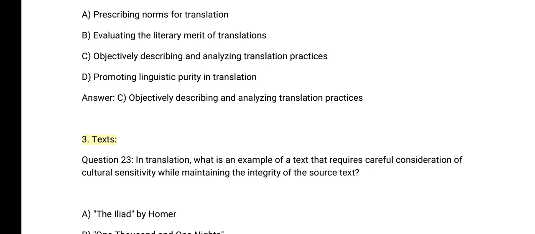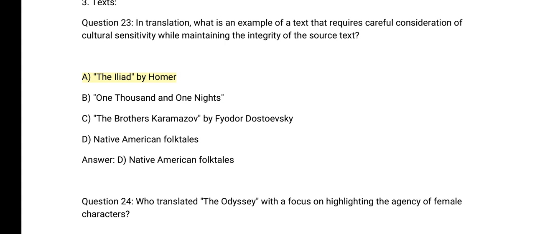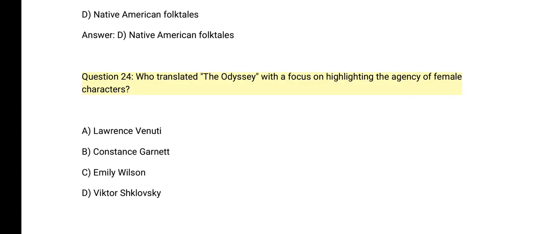3. Texts. Question 23. In translation, what is an example of a text that requires careful consideration of cultural sensitivity while maintaining the integrity of the source text? A. The Iliad, by Homer. B. 1001 Nights. C. The Brothers Karamazov, by Fyodor Dostoevsky. D. Native American Folktales. Answer. D. Native American Folktales.